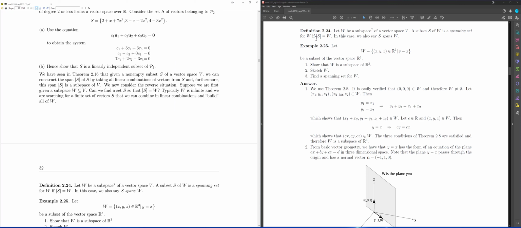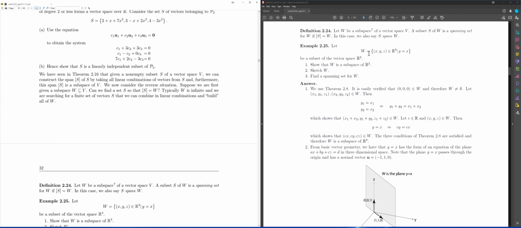Let's take a look at this example here, where you're given a subset of R3, and the first question is a little review. You need to show that W is a subspace of R3. Okay, so we saw how to do that already, but we'll do it again. Then we want to sketch W, alright? And finally, we want to find a spanning set for W, right?